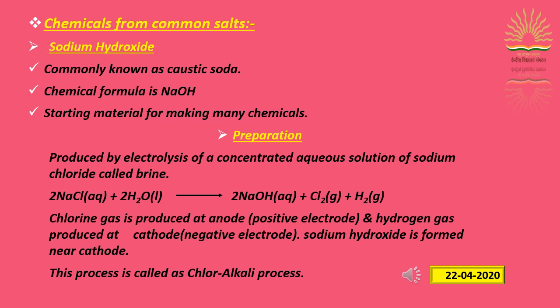Now this whole process is called the chloralkali process because the products formed are chlorine and alkali. Here the alkali is sodium hydroxide because we know alkali is a base which dissolves in water, and sodium hydroxide dissolves in water. Now in the next slide we will see the uses of sodium hydroxide.